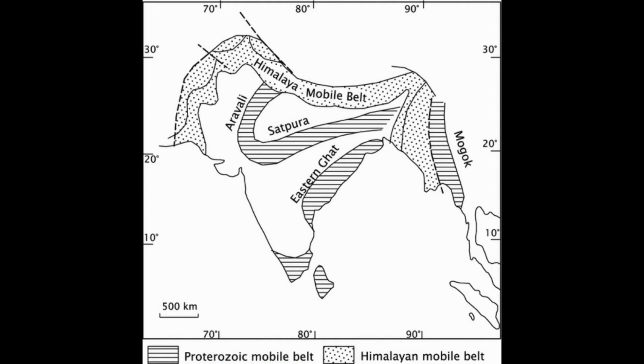Now what is a mobile belt? Mobile belts are formed due to plate motion, their convergence, seismic and volcanic activity. For example, Himalaya, Alps, Rockies, Andes, etc.